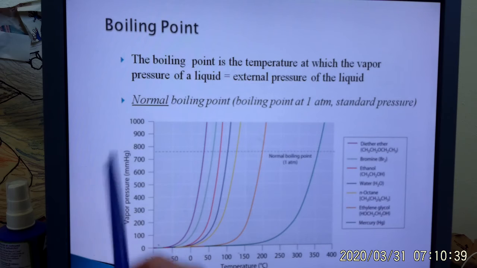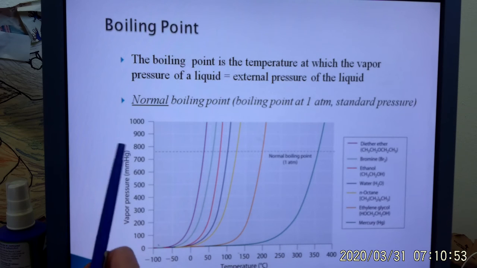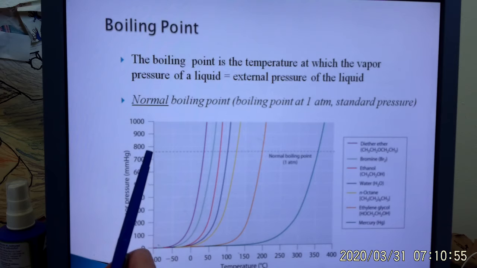Now, when we talk about boiling point, the definition of boiling point is the temperature at which the vapor pressure of a liquid is equal to the external pressure on the liquid. In other words, suppose I'm at sea level, I'm at 760 millimeters mercury.